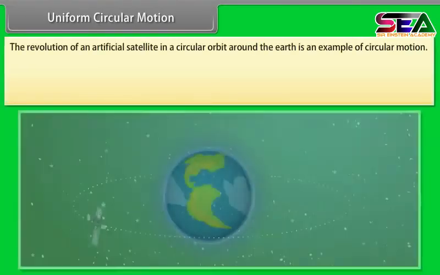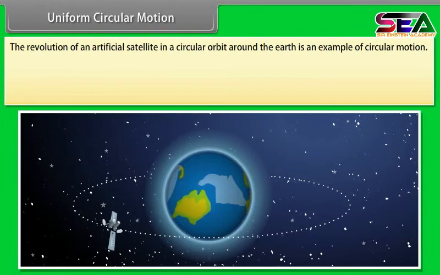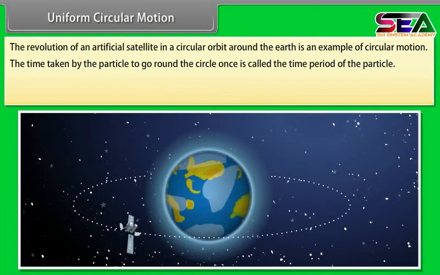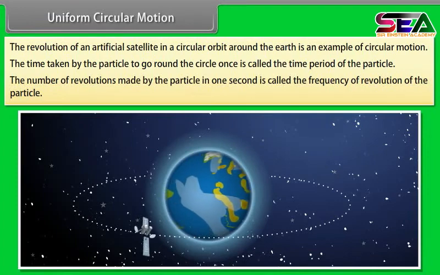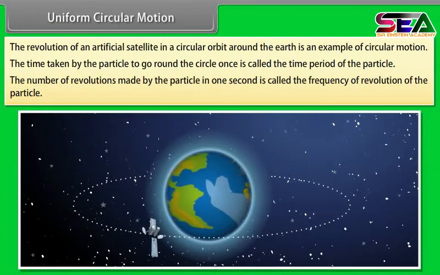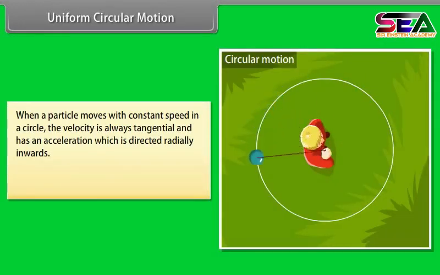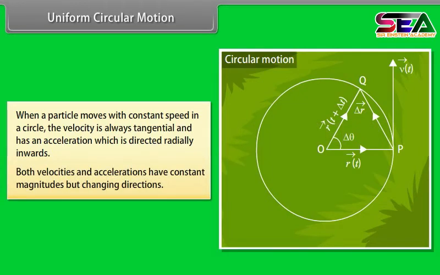Uniform circular motion. The revolution of an artificial satellite in a circular orbit around the Earth is an example of circular motion. The time taken by the particle to go round the circle once is called the time period of the particle. The number of revolutions made by the particle in 1 second is called the frequency of revolution of the particle. When a particle moves with constant speed in a circle, the velocity is always tangential and has an acceleration which is directed radially inwards. Both velocity and acceleration have constant magnitudes but changing directions.